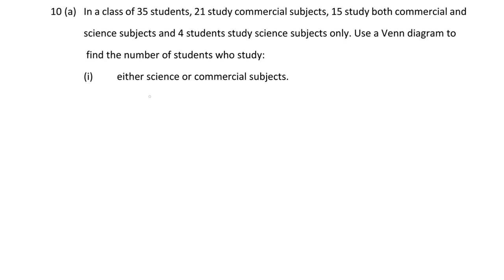We've been given that students who study commercial equals 21. Students who study both commercial and science are 15. Students studying science only are 4. Then students who study commercial only, we are going to take 21 minus 15, which equals 6. Okay, so next we are going to sketch our Venn diagram.